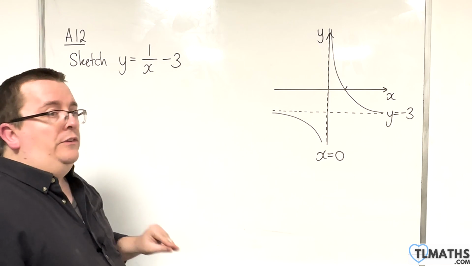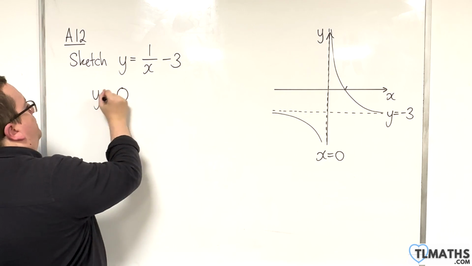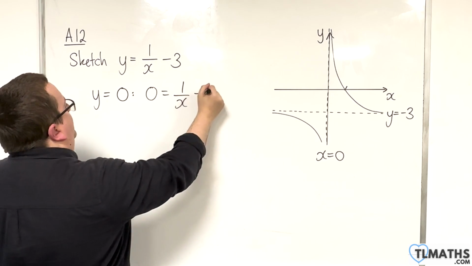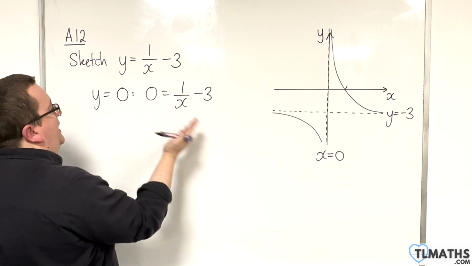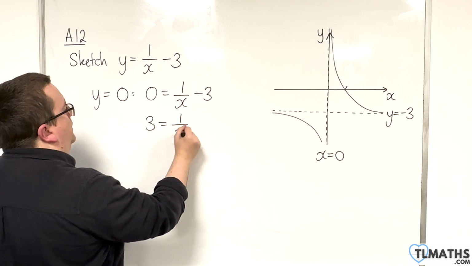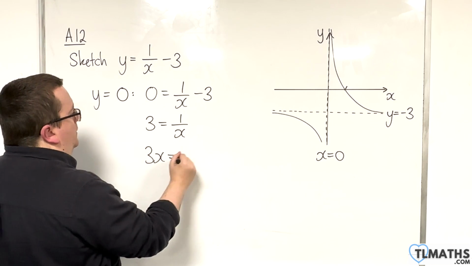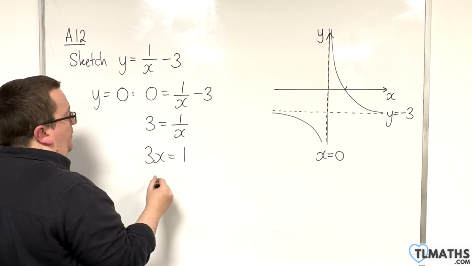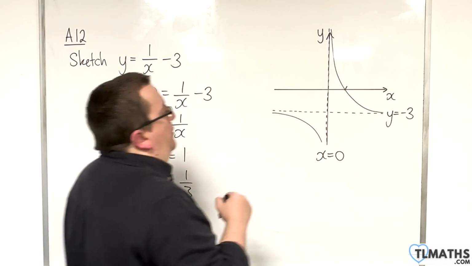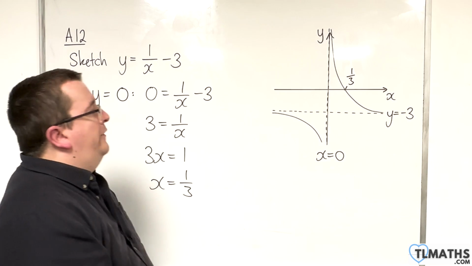Now that's when y is 0. So if I substitute in y is 0 and solve this equation, we can add 3 to both sides. We can multiply both sides by x, and we could divide both sides by 3. And so it passes through the x-axis at 1/3. And there's my sketch.